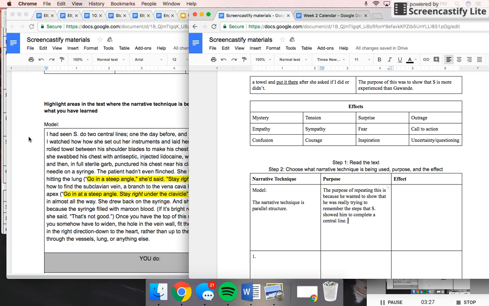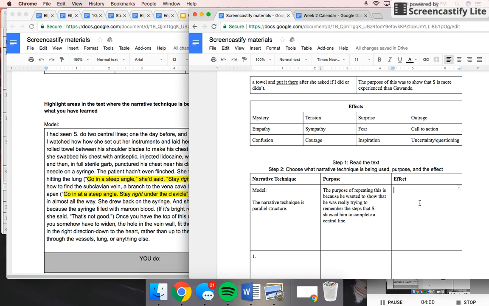All right, next I'm going to go to the effect over here. Okay? The effect. So the effect that I'm looking for is there's all of these over here. What did this make us know that the author was trying to convey? Was he trying to bring in mystery? Was he trying to bring in empathy? Was he trying to confuse us, show us that there's tension, courage, sympathy, fear? I'm going to say that the effect was that I knew he was questioning himself and that he was uncertain.